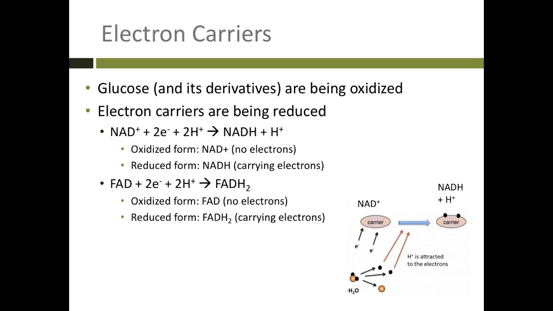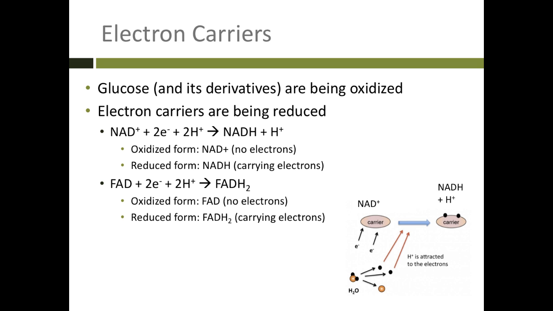There are 2 types of shuttle buses that will transport electrons. This first one is NAD+. This is the oxidized form. As NAD+, it's an empty shuttle bus. It's not carrying any electrons. Once it gains electrons, it becomes reduced and it's called NADH. The other electron carrier is called FAD. When this electron carrier picks up electrons, it's reduced to FADH2. Both of these carriers can cycle back and forth between the oxidized and reduced forms, picking up and dropping off electrons and hydrogen ions.